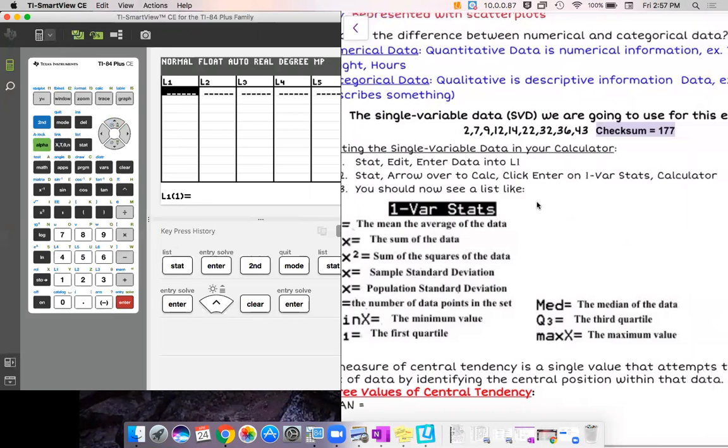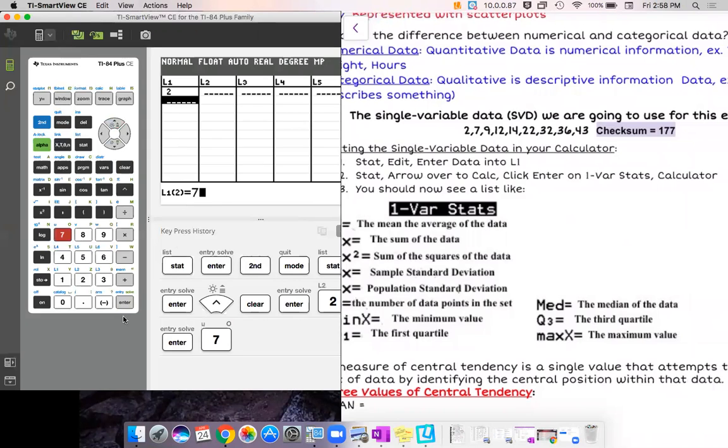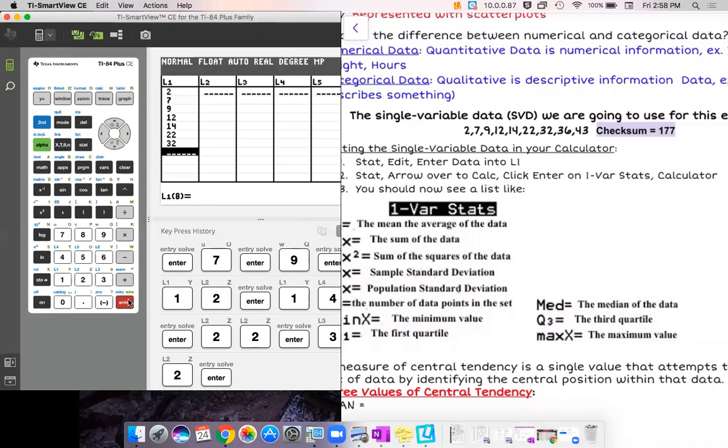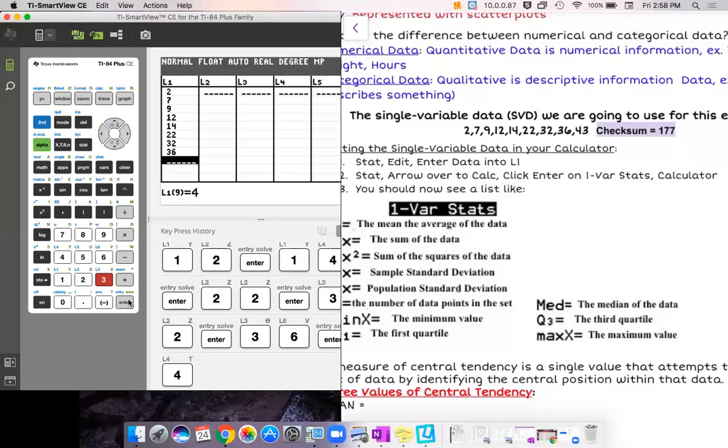So let me move this over here a little bit. So I'm going to type in 2. So I just click 2, enter, 7, enter, etc. So I'm just entering my list. 32, 36, 43. Okay, and then you always want to check that you've done it correctly. So that's what this checksum is here.